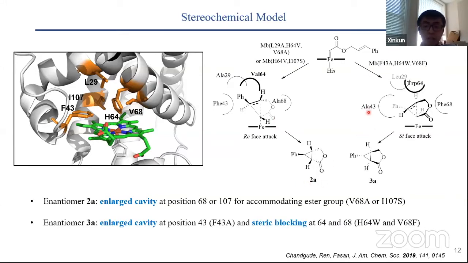While in the second case, the bulky mutations H64W and V68F could block the cavity in the back, therefore giving a different preference for the ester group to be accommodated. F43A mutation could create space for the phenyl group and facilitate the intramolecular attack to the si face of the carbene, therefore giving access to the opposite enantiomer. While further computational and structural studies are needed to probe these stereochemical models, it is instructive to observe how complete remodeling of myoglobin active sites was required to achieve stereodivergent reactivity.